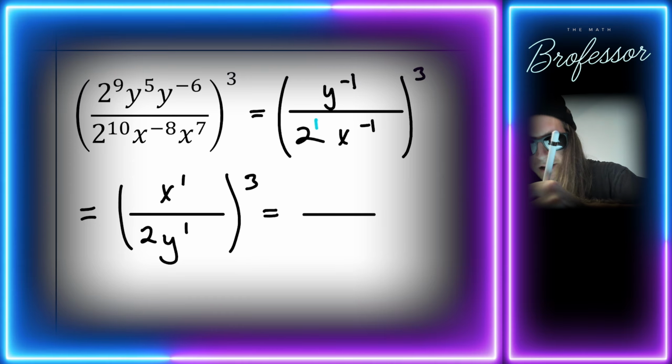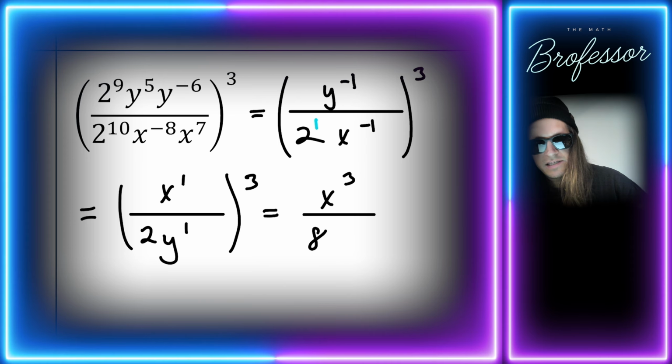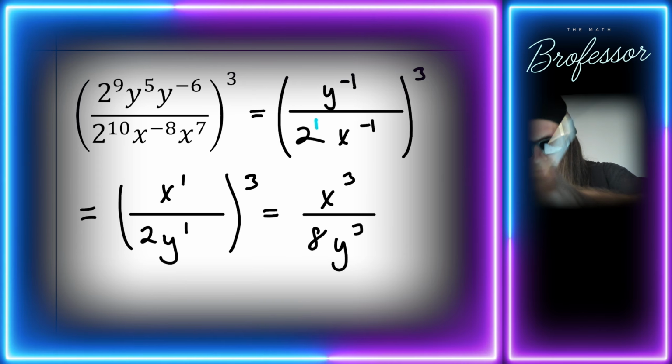Distribute the 3 on the outside. So we have 1 times 3 is 3. 2 cubed is 8. That needs to be an 8. And then y cubed right there. That's the answer.